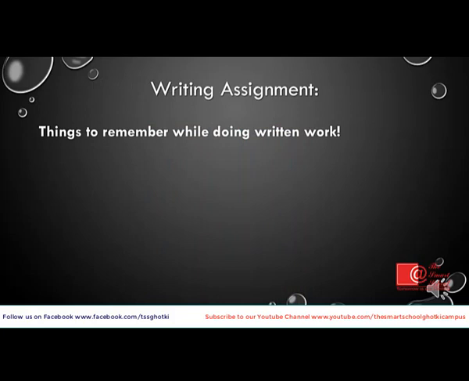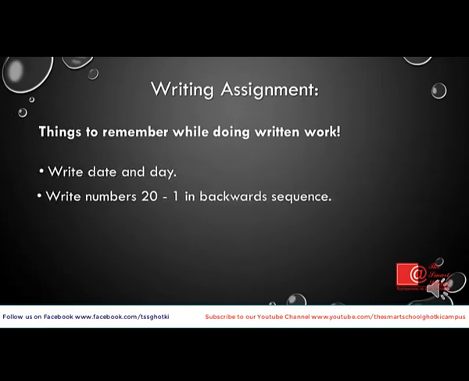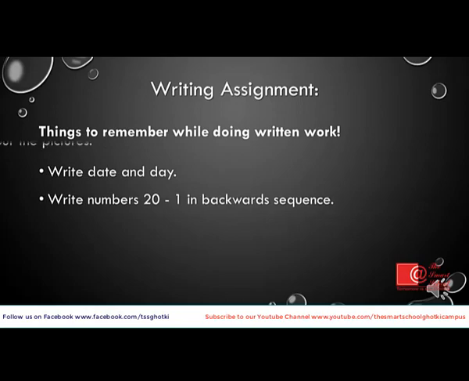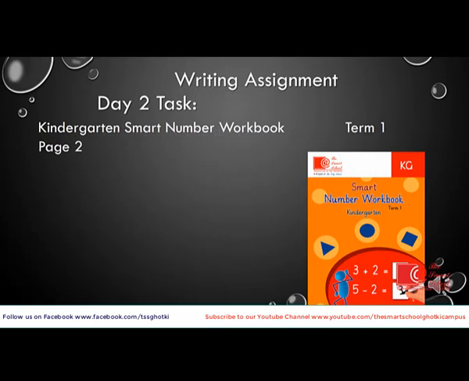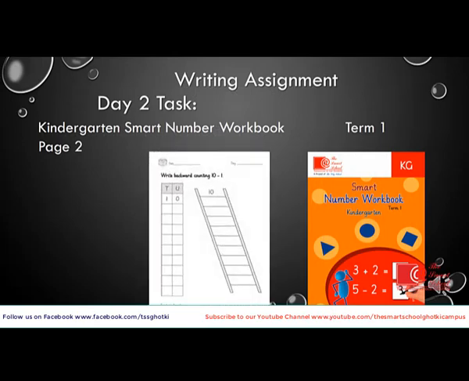It's time to do some writing assignment. Let's recall the things we need to remember while doing written work. Write date and day. Write numbers 20 till 1 in backward sequence. Color the pictures. Take out your smart number workbook, page number 2, and write numbers in backward sequence 10 till 1.